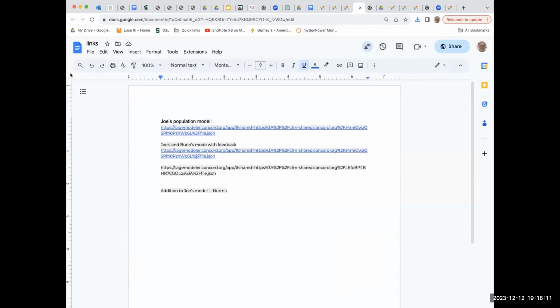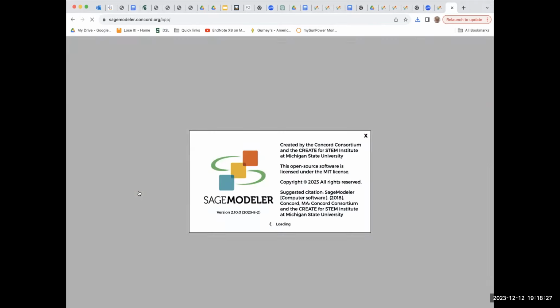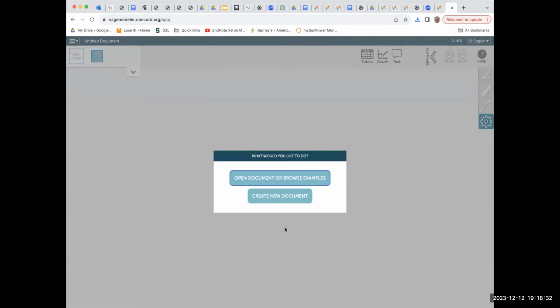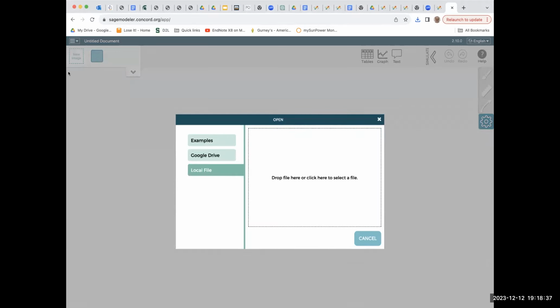And I'm going to reopen Sage. You can't see me for a little bit, but you're going to wait till I reopen Sage. I think you can see it again now. So I'm just going to launch Sage. Then I'm going to open document, and it's going to be in my local file. I'm going to find it on my local file and just drag it in. Now you can't see all that, but you'll see me dragging it in.